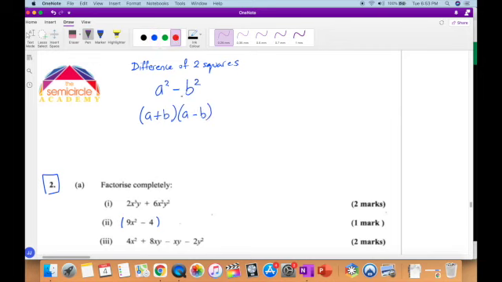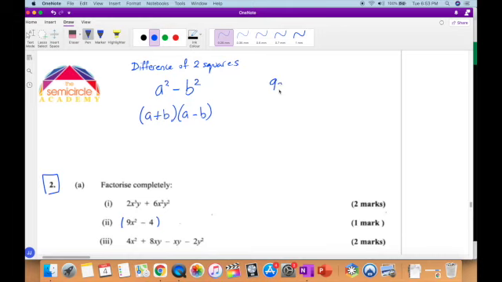And if you want proof, then I could take a times a to give me a squared, right? A b times a to give me b a, right? A times b to give me minus b a, and then b times b to give me minus b squared, and you can see these two will cancel and I'll get back a squared minus b squared, right? So this is something that you should know and you should be able to recognize. So we'll do that number two first.